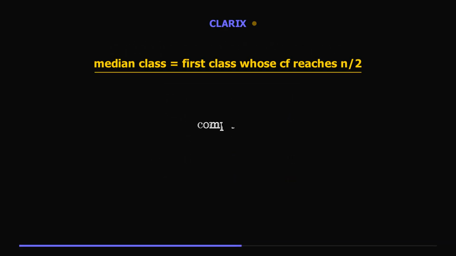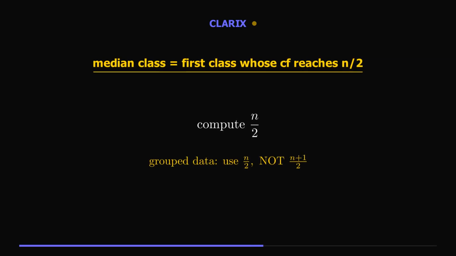To find the median class, compute n over 2. Then walk down the cumulative frequency column and stop at the first class whose cumulative frequency reaches or passes n over 2. For grouped data, we use n over 2, not n plus 1 over 2. That class holds the middle value.